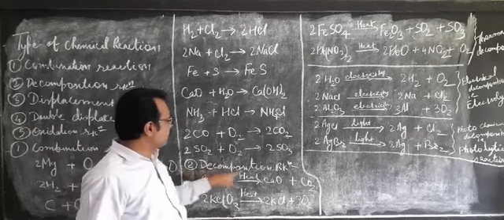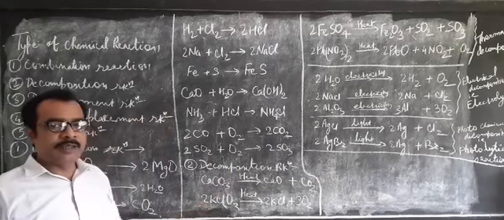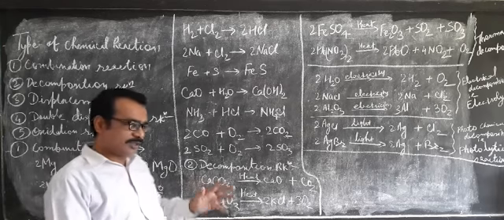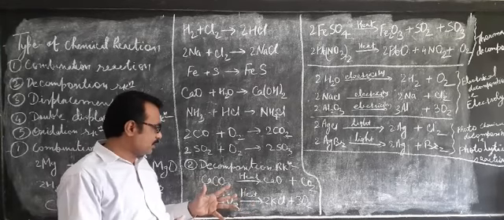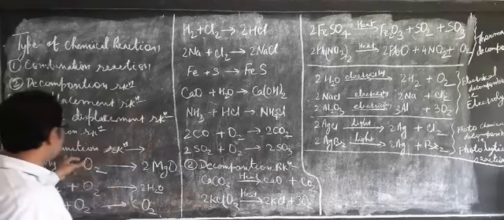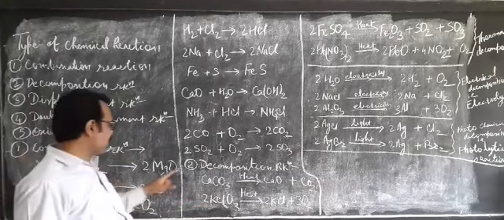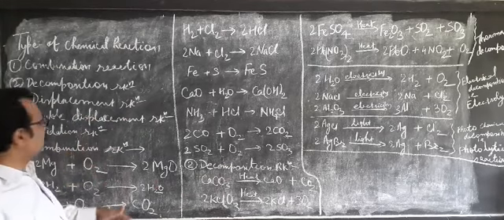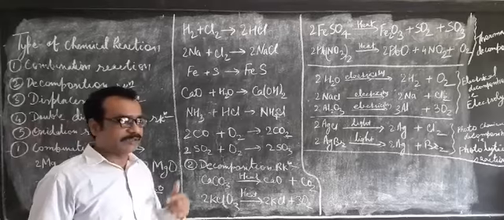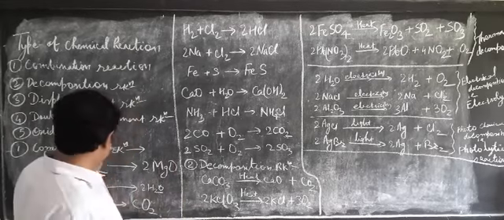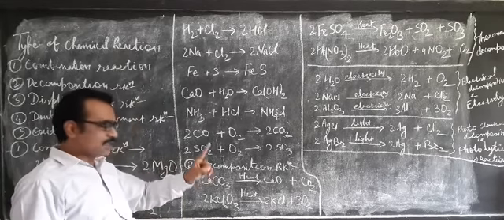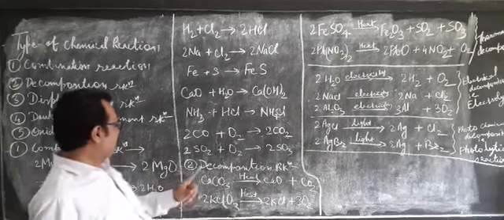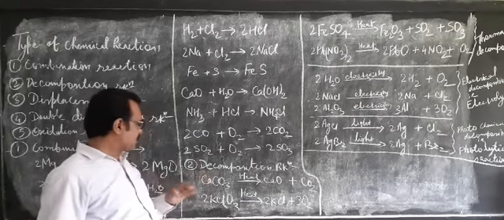Now we take the decomposition reaction. Decomposition means breaking, whereas combination is joining. Decomposition is just the opposite of the combination reaction. But we should not write "decombination reaction." Certain students write decombination, thinking that the opposite of combination is decombination. Such types of words are not there in chemistry. So the opposite of combination is the decomposition reaction, but not the decombination reaction. Remember this fact.